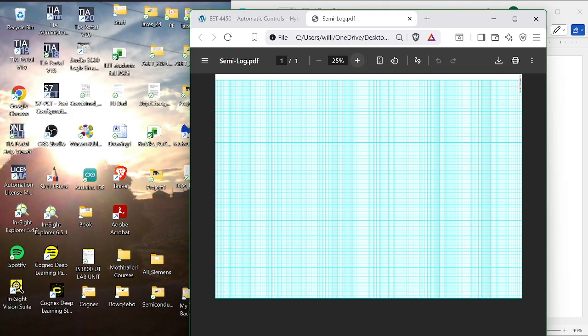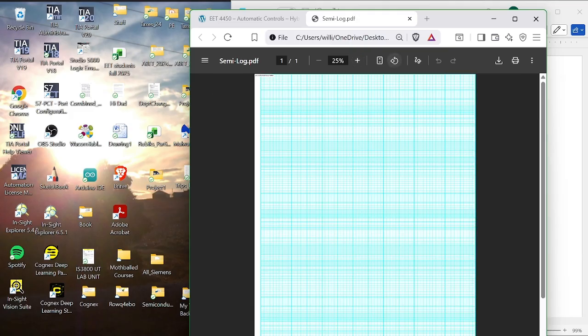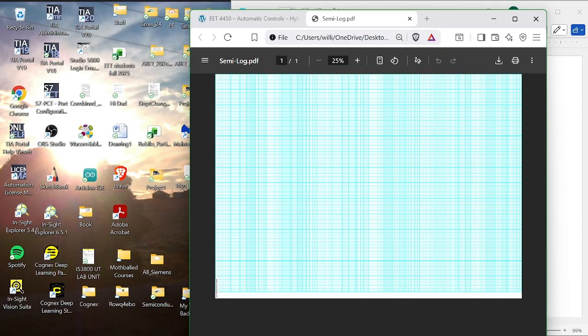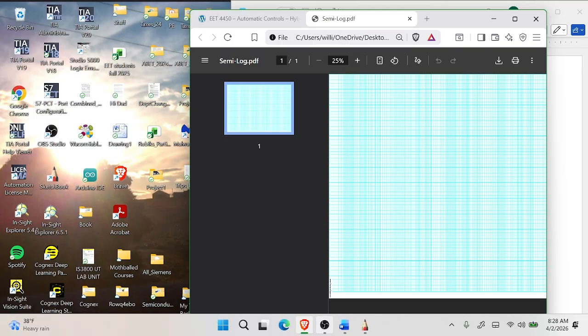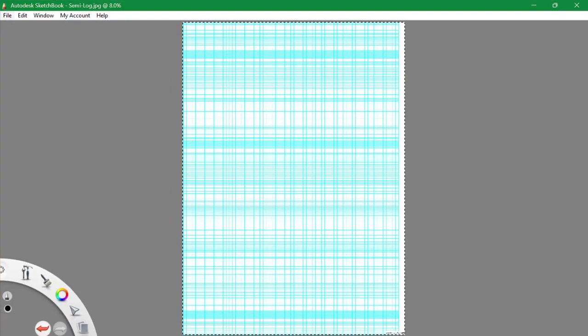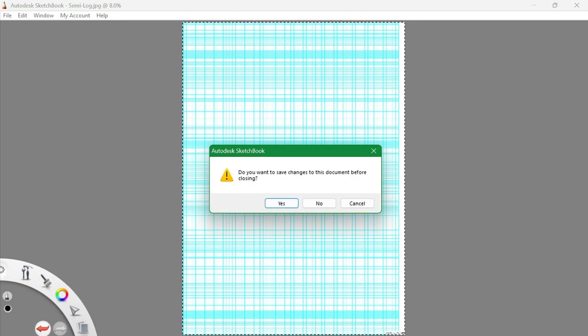I'm going to do it this way. I'm going to rotate it around. Okay, and then I'm going to copy it. Then I'm going to paste it into this guy. Okay, now I'm going to start this from scratch. Didn't work.